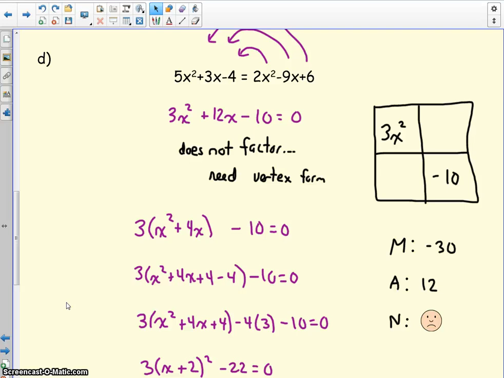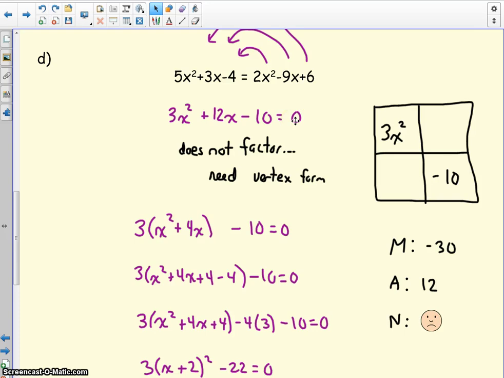Okay, so you might have noticed when you worked through this last one, you may run into a potential problem. So the first thing I did is I wanted to bring everything over to one side. I didn't show all the steps there, but I subtracted 2x squared from both sides, added 9x to both sides, and subtracted 6 from both sides and collected my like terms. So that gave me 3x squared plus 12x minus 10 equals 0.